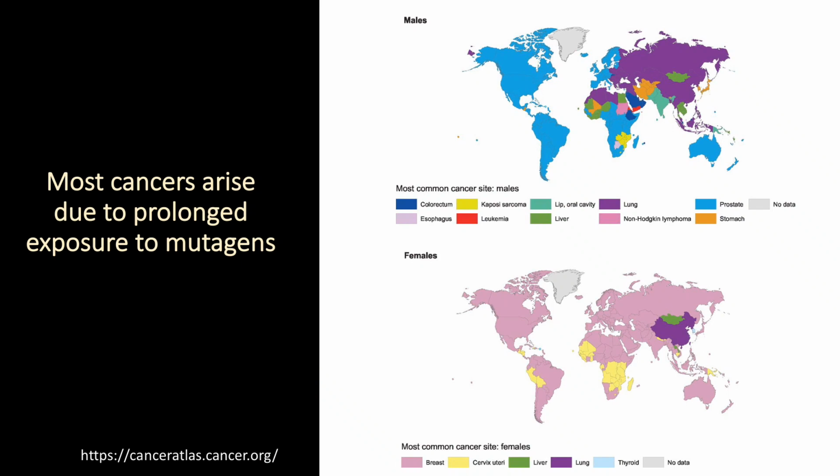Whereas in females, if you look at the incidences, the most common types of cancers are breast cancers. One interesting point here is if you look at Mongolia, this bit in green, males and females have a higher risk of developing liver cancers, as opposed to China, which is lung cancers, and parts of China also have lung cancers common in males and females.